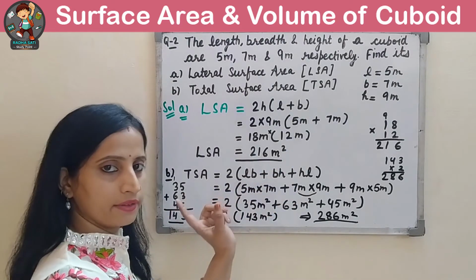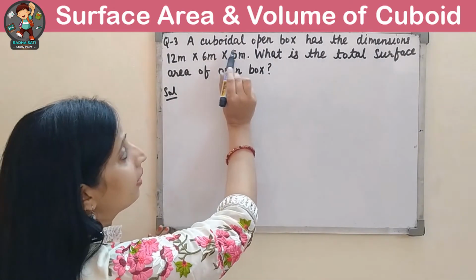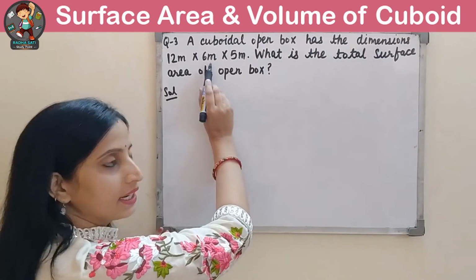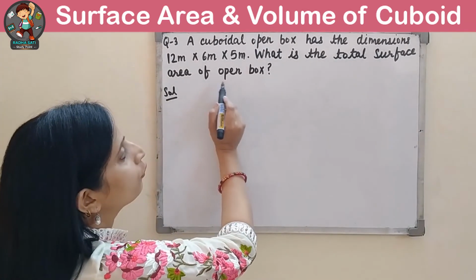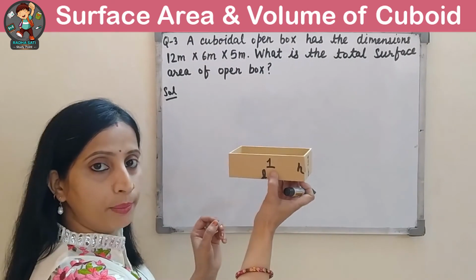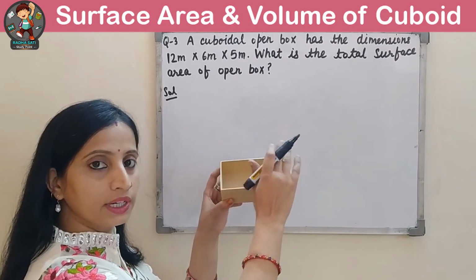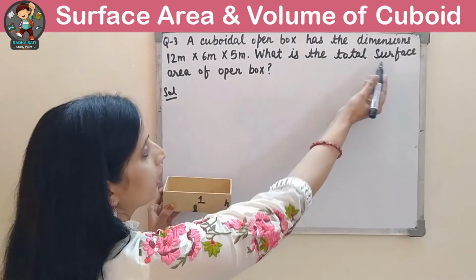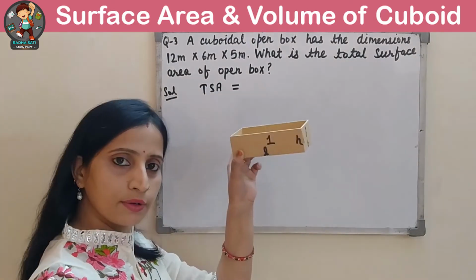meter square. Okay. Now the next question is, a cuboidal open box has the dimensions 12 meter, 6 meter and 5 meter. What is the total surface area of the open box? This means here the box is a cuboid but it is open. It's an open box from the top. This means the top surface is not here. And we have to find out the total surface area of this open box.